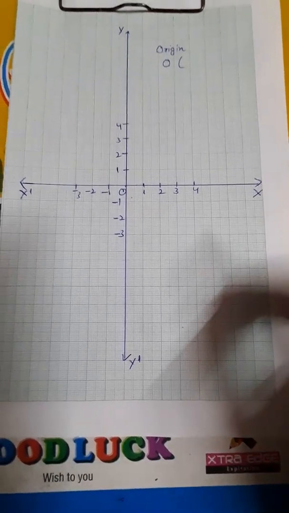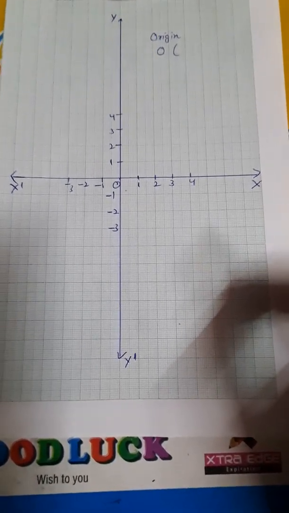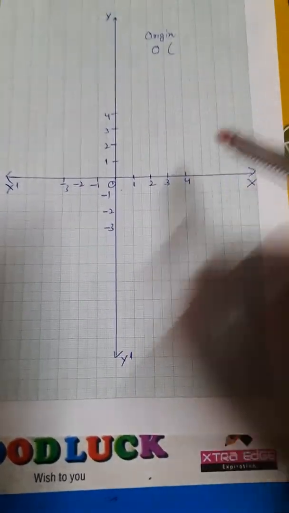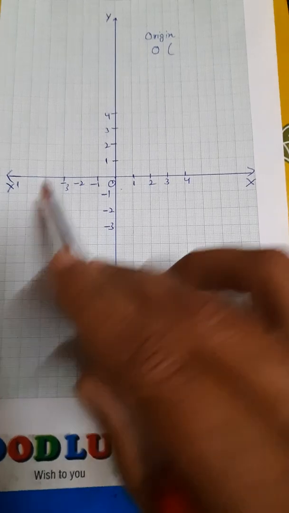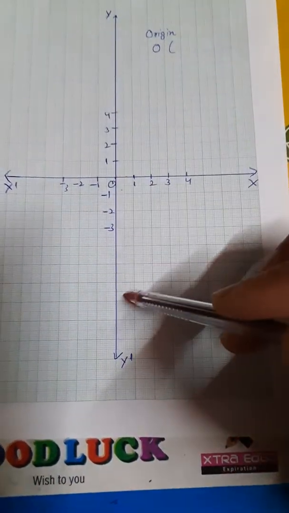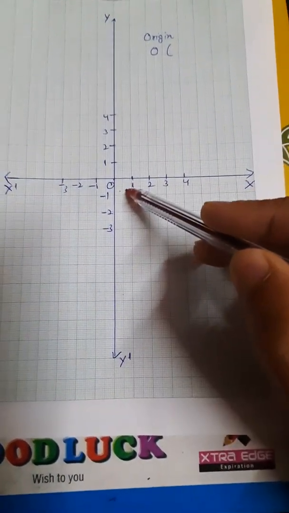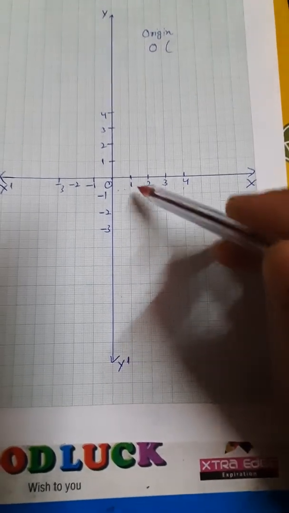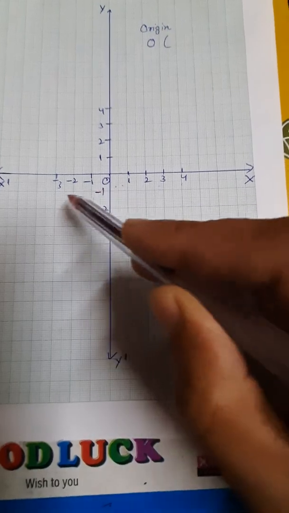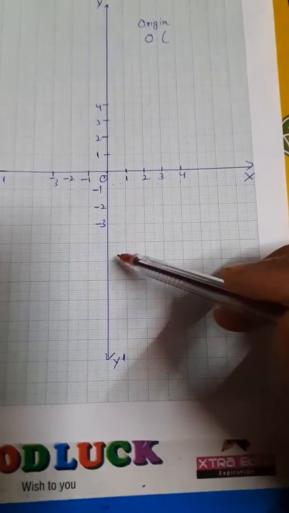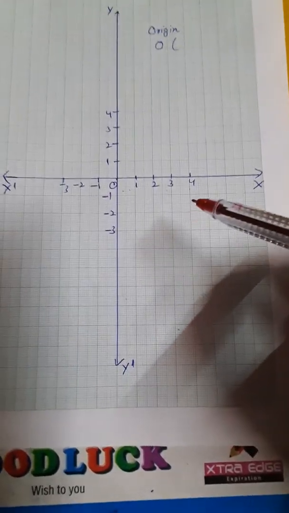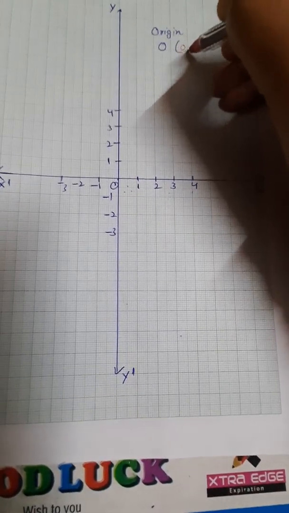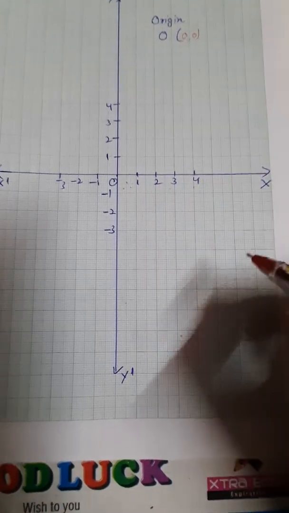Hello children, now we will study about axis and origin. Here it is XOX' and YOY'. O is called the origin. These are the points 1, 2, 3, 4 along the x-axis, y-axis, negative x-axis and negative y-axis. Now how will we define positive and negative? O is called the origin, whose coordinates are 0 and 0.